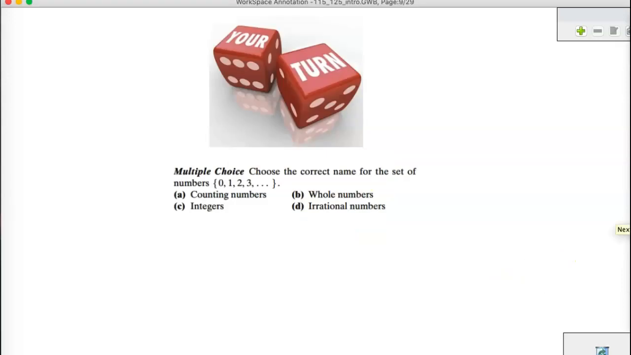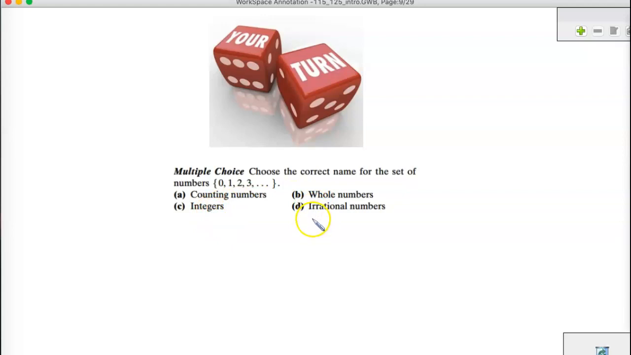All right, your turn. Let's roll the dice. So choose the correct name for the set of numbers 0, 1, 2, 3. What are these? Counting numbers or natural numbers? Whole numbers, integers, or irrational numbers?